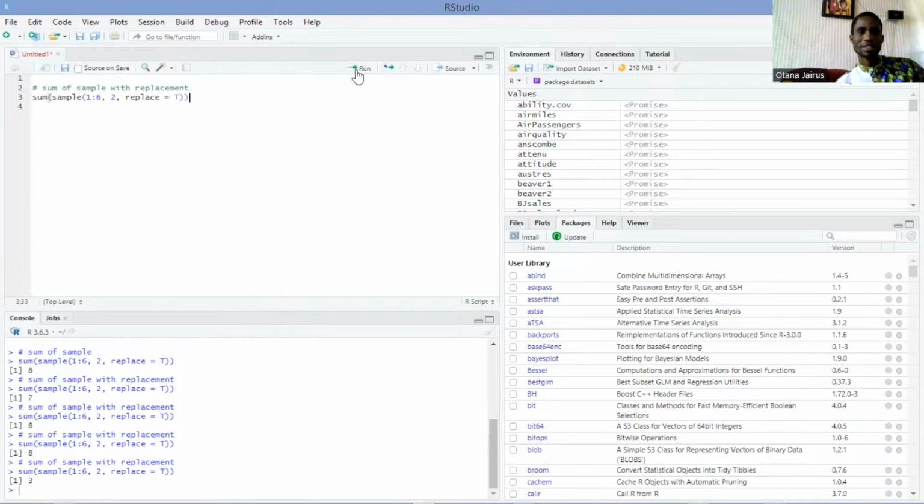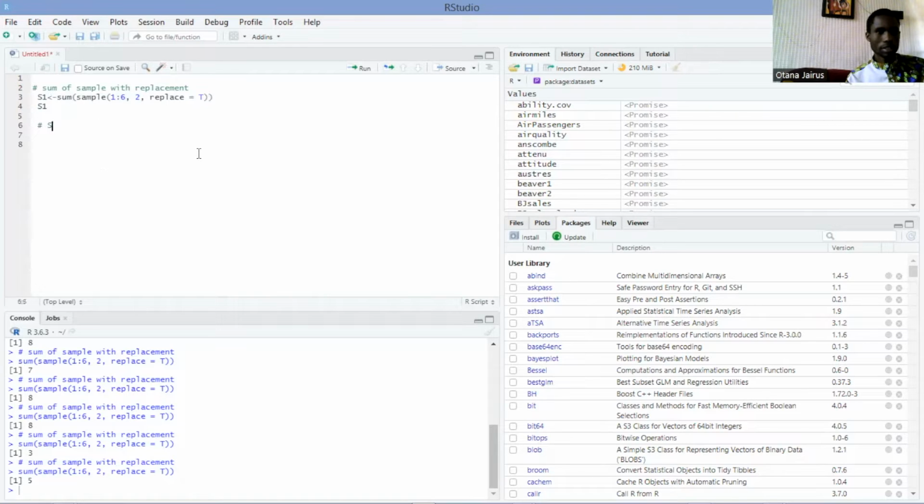You see? 5. So this summation, we are calling it S. We just say S, S1. When you run this one, that's what we get. We see that the summations are random. Let us try and run it without replacement.